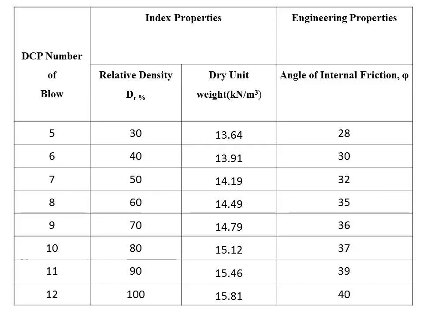Here is a table that represents the overall result of this thesis. I have the number of DCP blows. I have two index properties, that is relative density and unit weight. I have the engineering property, that is the angle of internal friction. From that result, if I have the DCP number of blows, I can easily find the engineering and index properties.